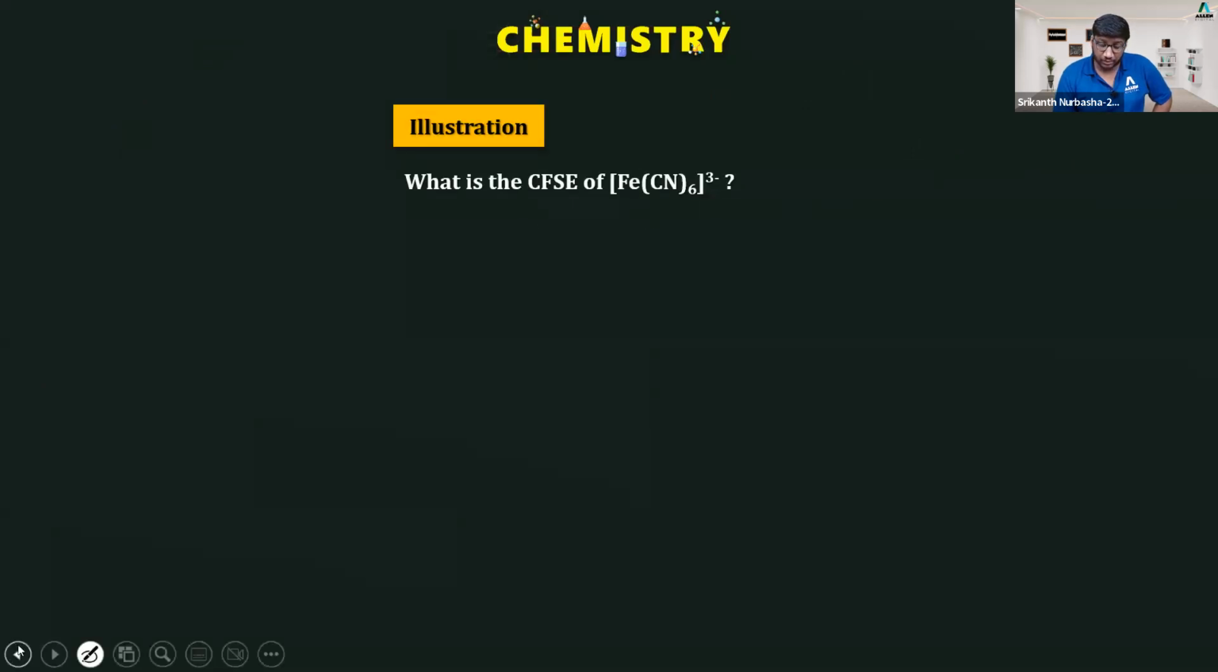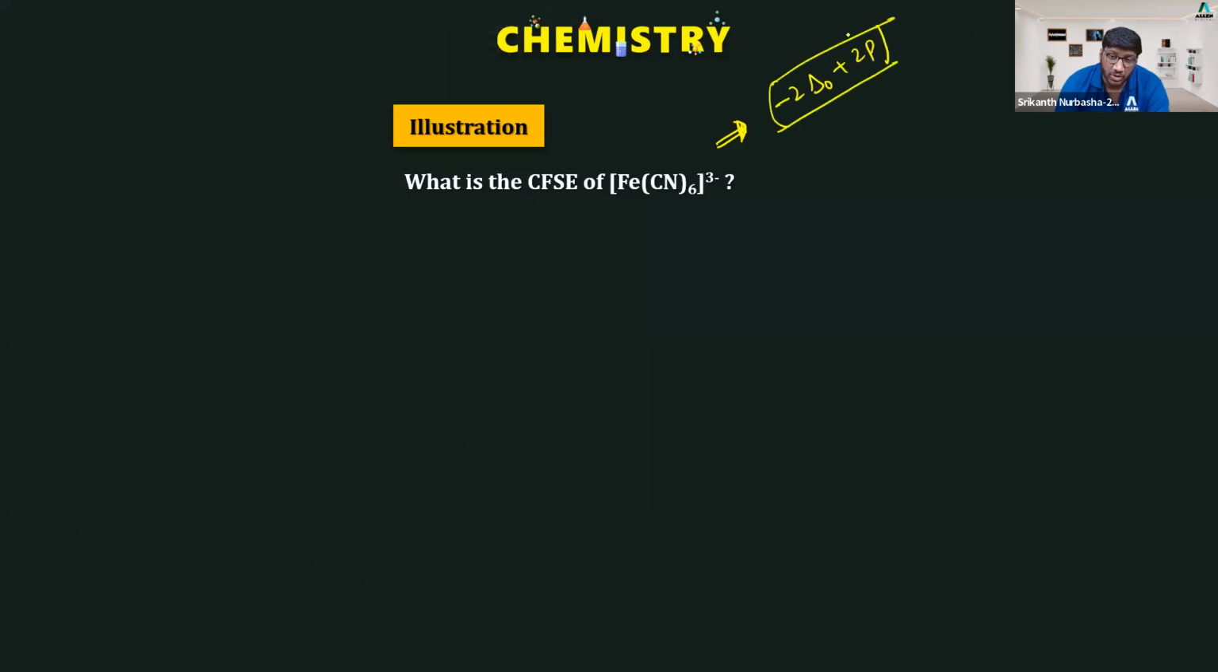Try to solve this. What is the CFSE of [Fe(CN)6]3-? You have to say your answer. Minus 2 delta naught plus 2p. So one answer I got, minus 2 delta naught plus 2p. Let us try to figure that out.